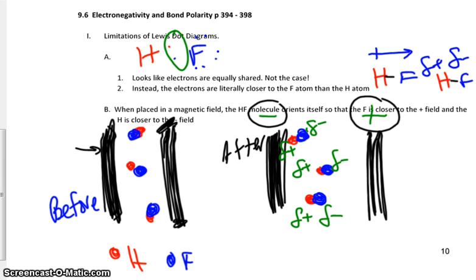Notice in each case that the hydrogen right here, here's the hydrogen, here's the hydrogen, here's the hydrogen. The hydrogen that is partially positive aligns itself to the negative plate. The partially negative fluorine aligns itself to the more positive plate. So it's like a magnet lining itself up.